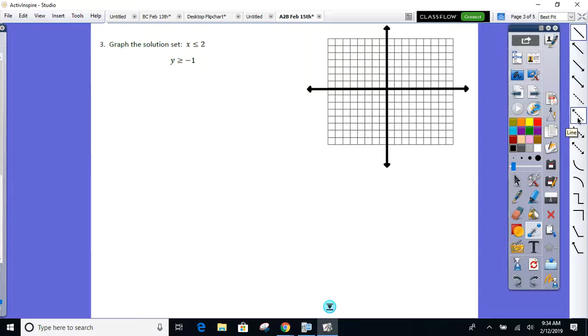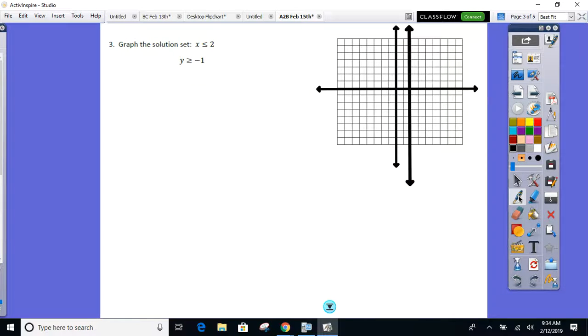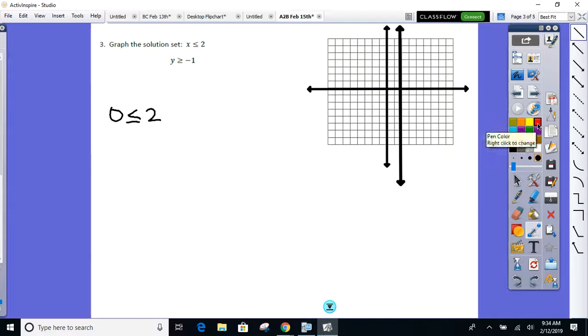A dotted or a solid line? Should be a solid line. Ready? Going through 2 right there. Ooh, how do I shade? Should I still plug in 0? Right, still plug in 0. Is 0 less than or equal to 2? Yeah, so you should shade towards 0, 0. Make sure you're shading the line you just drew in. Don't shade from the y-axis. Rookie mistake.